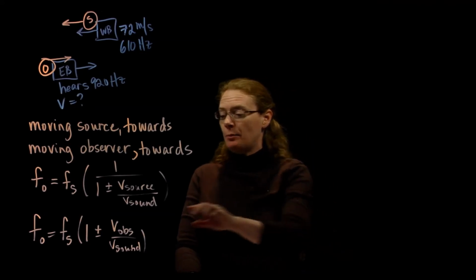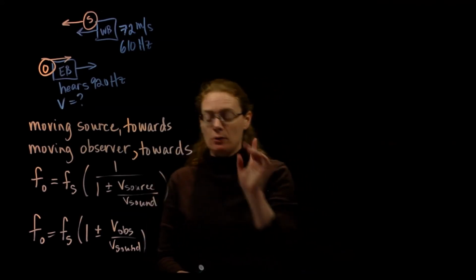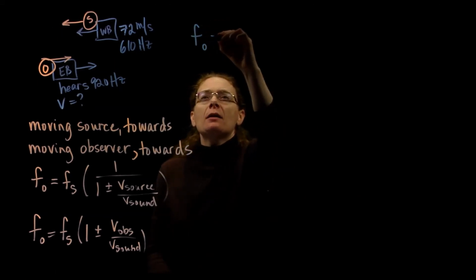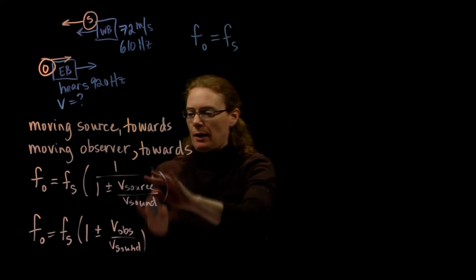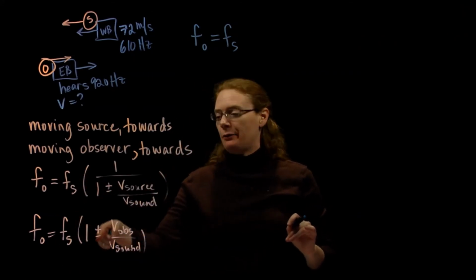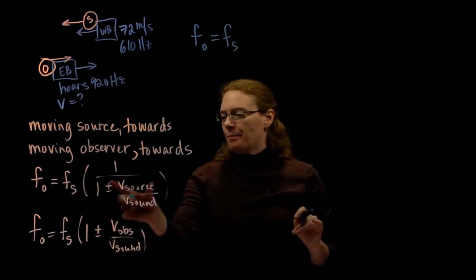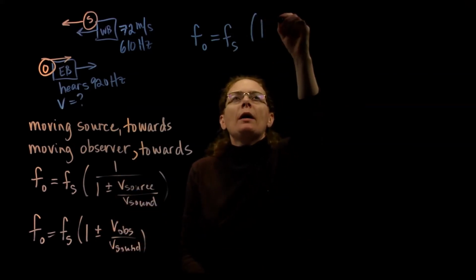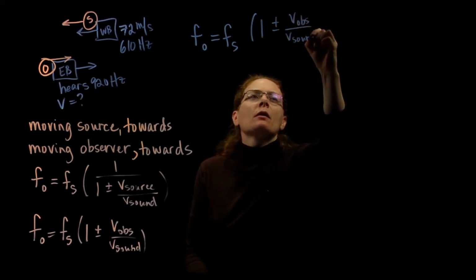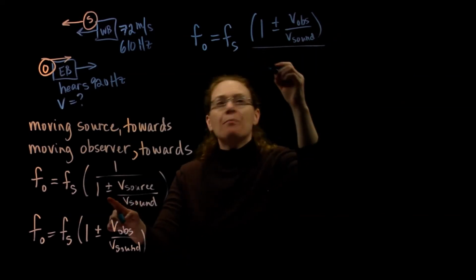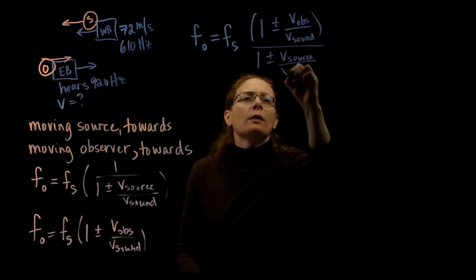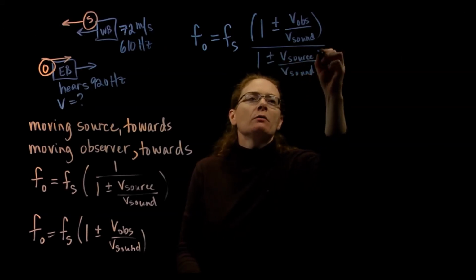You can take a shortcut by putting these two equations together and doing it all in one step. So in one step for a moving source and a moving observer, you just slap these two together. They both start out with FO, they both start out on the other side with FS, and then we have this on top, this on bottom. So I've got 1 plus or minus V observer over V sound, and then on the bottom, 1 plus or minus V source over V sound. And if you want to write this combined one on your equation sheet, you go right ahead.